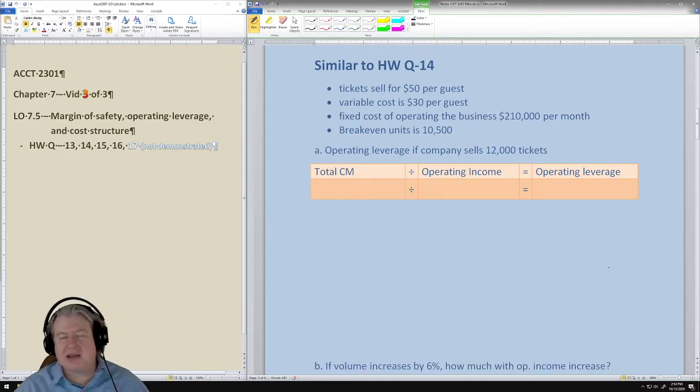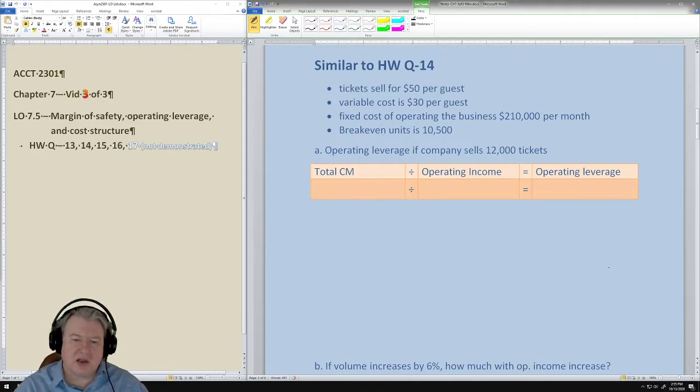The next question, like I said, the first one was on margin of safety. The second one is on operating leverage. Let's see the basics of how to calculate it. The primary calculation for operating leverage is to take the total contribution margin divided by the operating income, and that's your operating leverage.